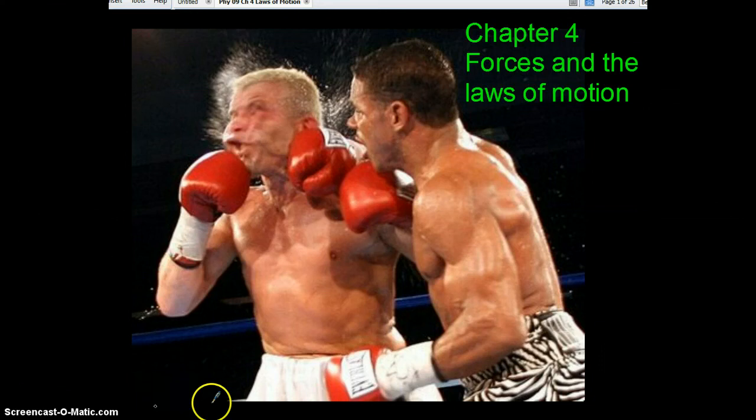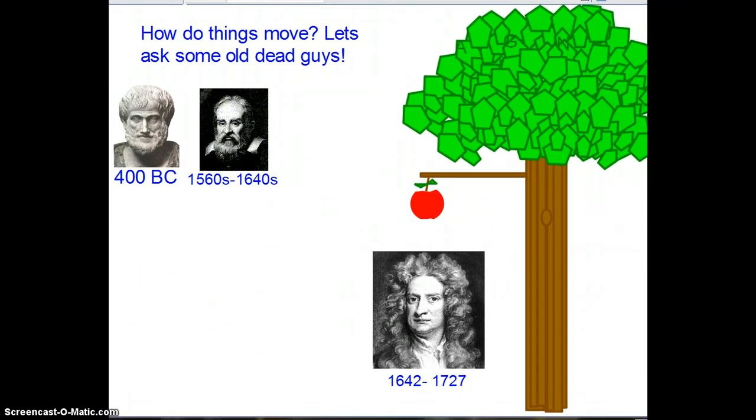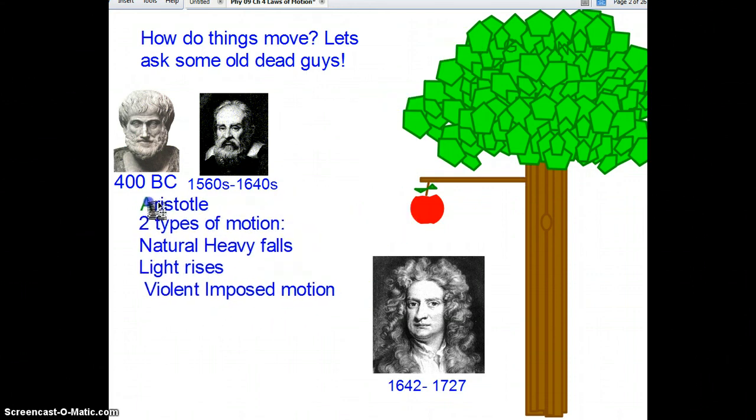Chapter 4: Forces in the Laws of Motion. First thing, let's get a historical perspective on some of this stuff. Back in 400 BC, we had a very smart individual named Aristotle. Aristotle said there's two types of motion.